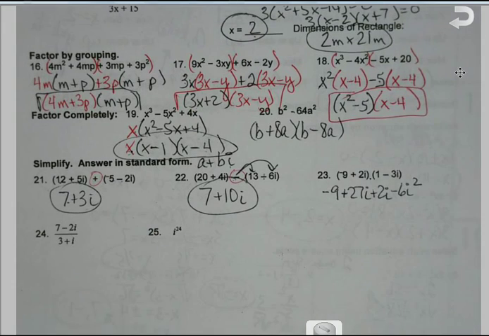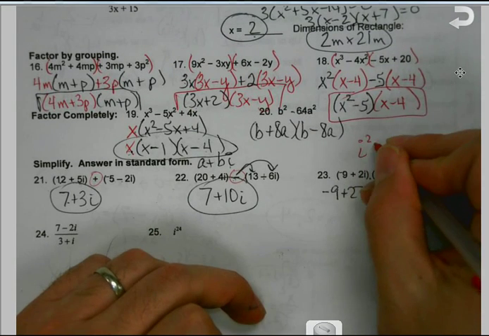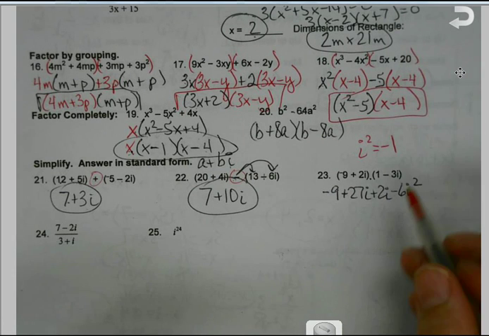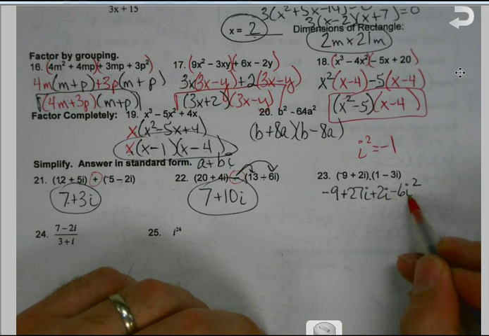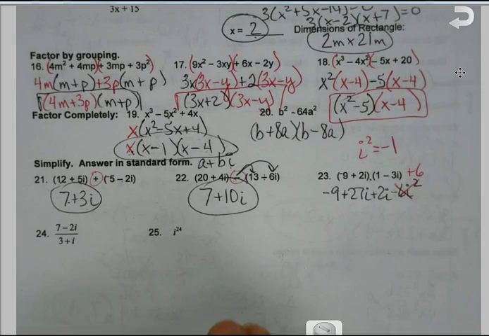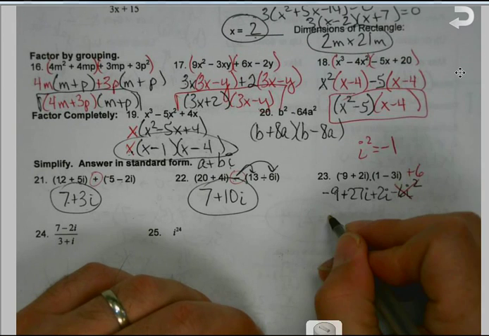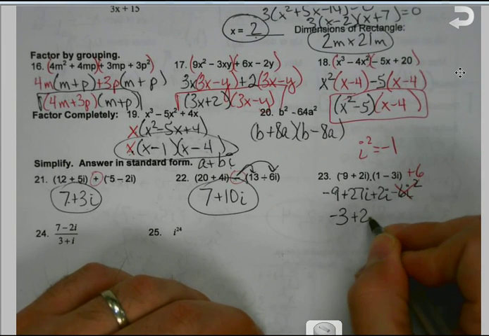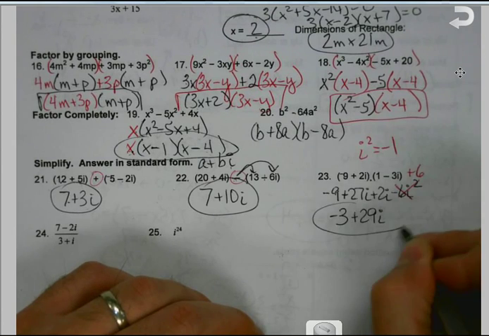And just a reminder again, i squared is equal to negative 1. So really, if I plug in the negative 1 for i squared here, negative 6 times negative 1 would just make that a plus 6 and get rid of the i for me. So negative 9 plus 6 is negative 3. 27 plus 2 is 29i.